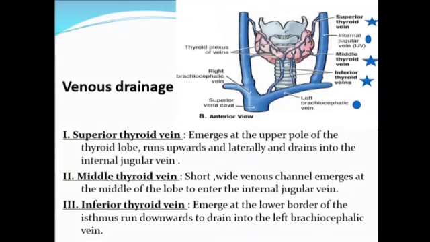In the diagram you can see the superior thyroid vein emerges at the upper pole of the thyroid lobe, runs upward and laterally and drains into the internal jugular vein. Now the second set, the middle thyroid vein, is a short wide venous channel that emerges at the middle of the lobe to enter the internal jugular vein. Now in the diagram you can see the inferior thyroid vein emerges at the lower border of the isthmus and runs downwards to drain into the left brachiocephalic vein.